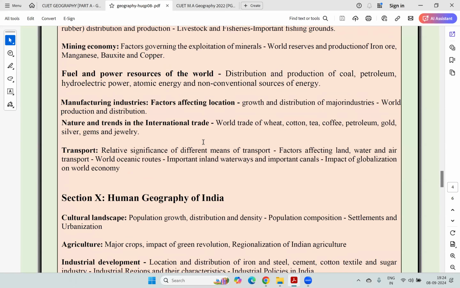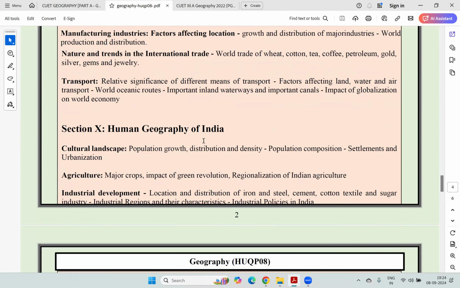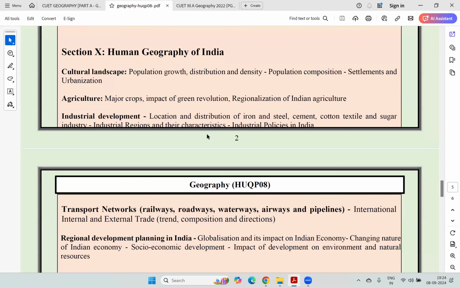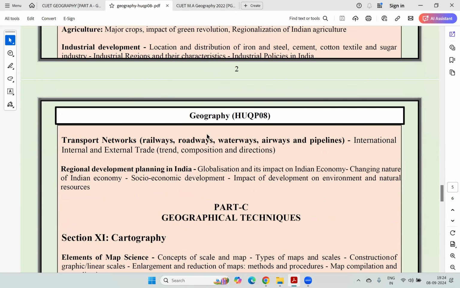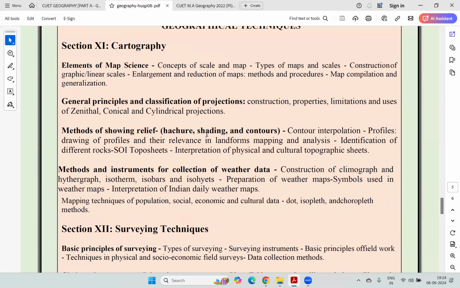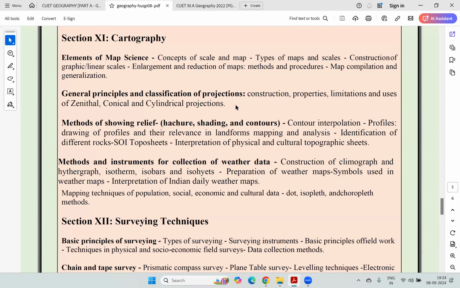So this has to be looked at carefully, many short questions can easily be given here. And then you will have human geography of India, which is related to your economic and population development geographies. So that will get covered there.